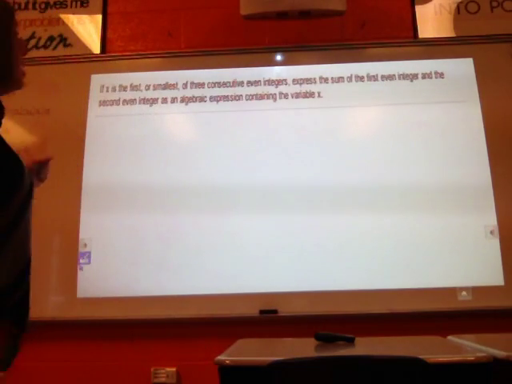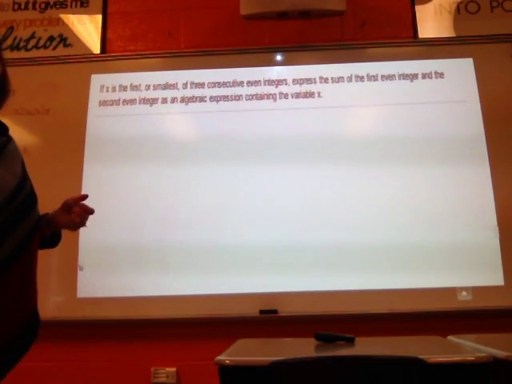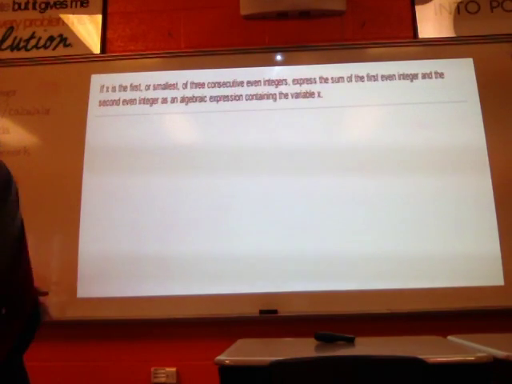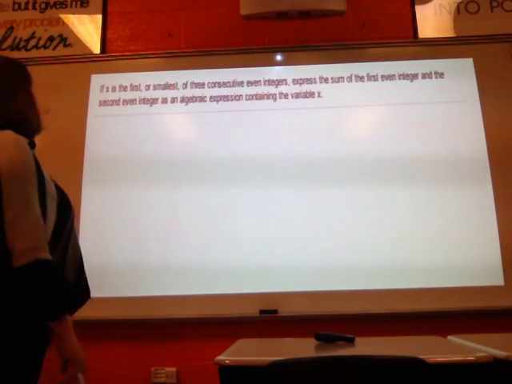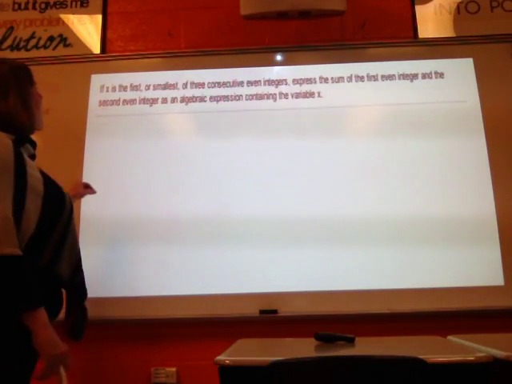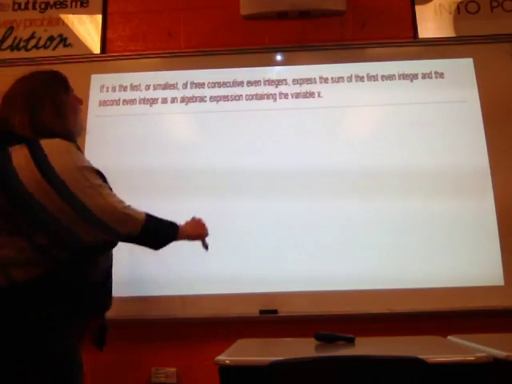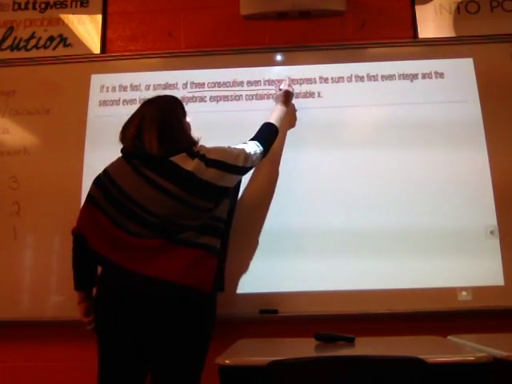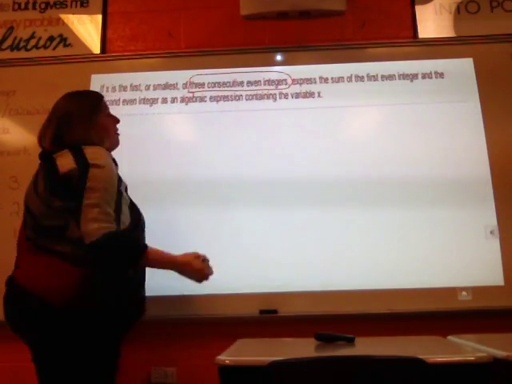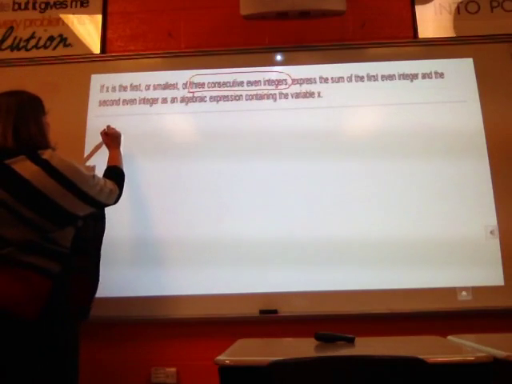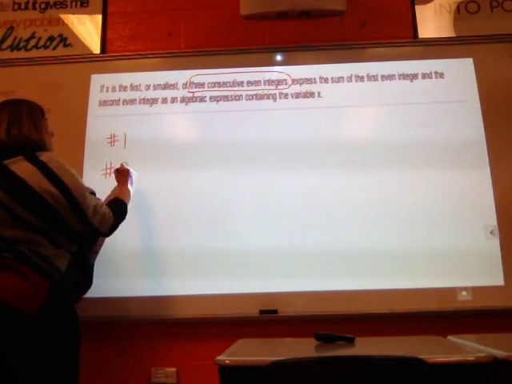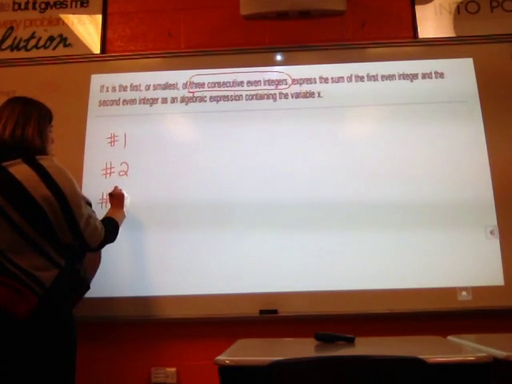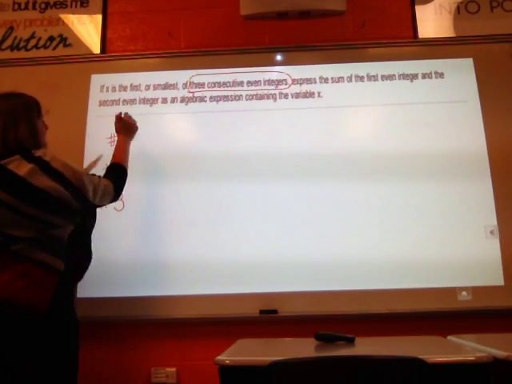All right, in chapter 2, we also talk about consecutive integers. Now, I am a huge dork and love consecutive integers, but you guys still sometimes struggle with them. So it says, if x is the first or smallest of 3 consecutive even integers. So I know I'm going to have 3 of them. So I'm going to have a first number, a second number, and a third number. And it tells me that the first number is x.